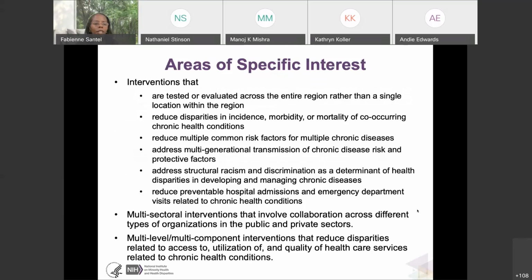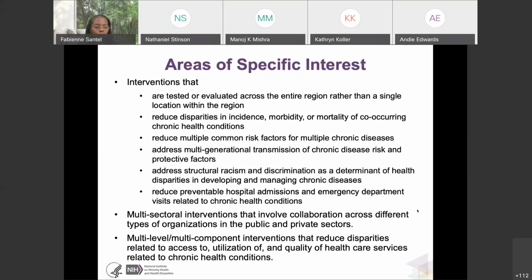And let's go to the areas of specific interest. So really interested in interventions that are tested or evaluated across the entire region, rather than a single location within that region. And please apply the definition of a region that we just went over. Interventions that reduce disparities in the incidence, morbidity, or mortality of co-occurrent chronic health conditions, and we just spoke about those conditions of interest. Interventions that reduce multiple common risk factors for multiple chronic diseases. Interventions that address multi-generational transmission of chronic disease risk and protective factors. Interventions that address structural racism and discrimination as a determinant of health disparities in developing and managing chronic diseases. And interventions that reduce preventable hospital admissions or ER visits related to chronic health conditions.